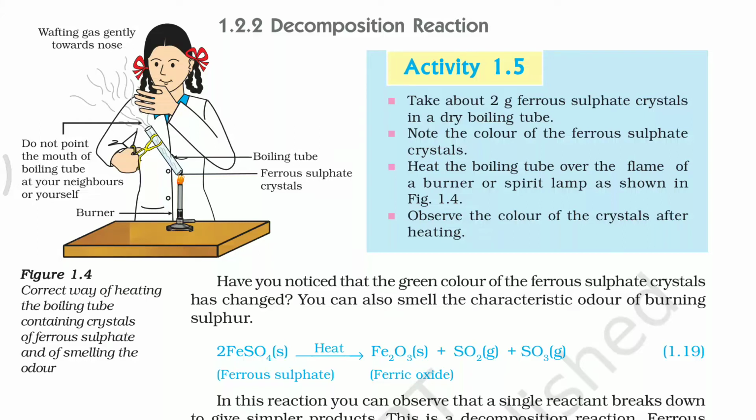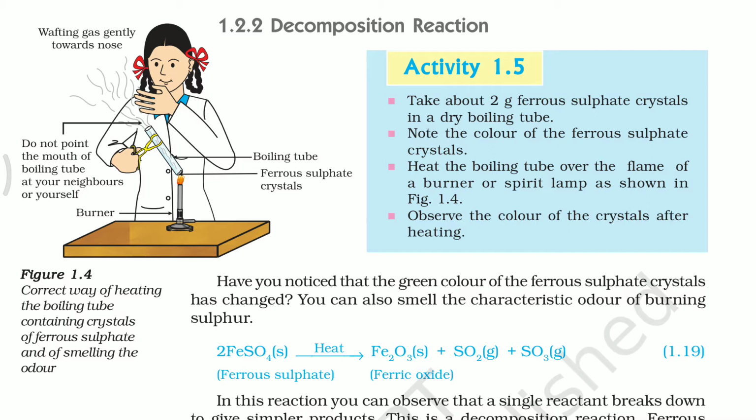Okay. Second type of reactions, decomposition reactions. So you know already, one reactant molecule or a reactant substance decomposes to form two or more products. Such type of reactions are called decomposition reactions. So one activity was given on your screen.